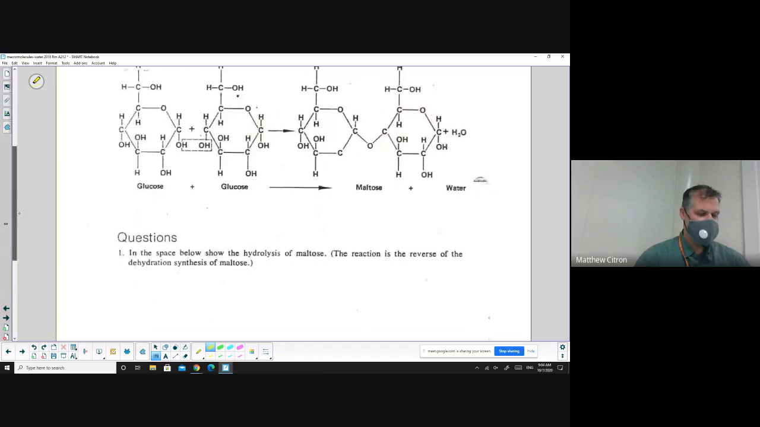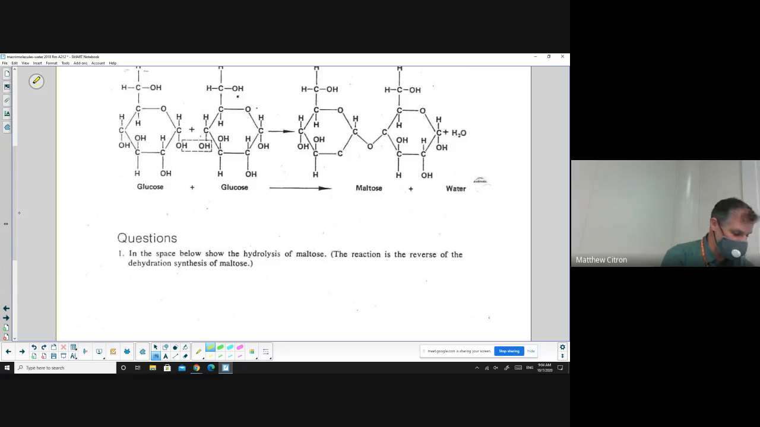If we go now to our questions. In the space below, show the hydrolysis of maltose. Would you like to draw it as a structural formula, or would you like to do it in words? You want to draw it? No one ever says that. Are you sure? You'd have to draw the entire structure backwards.